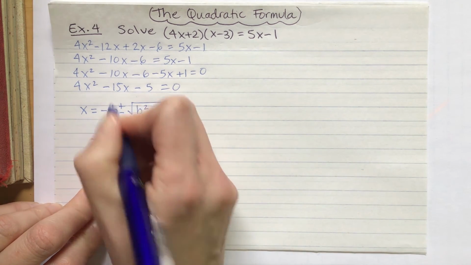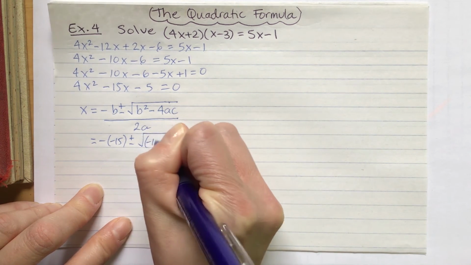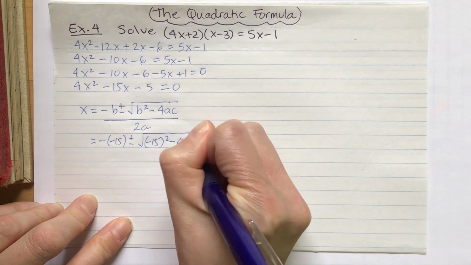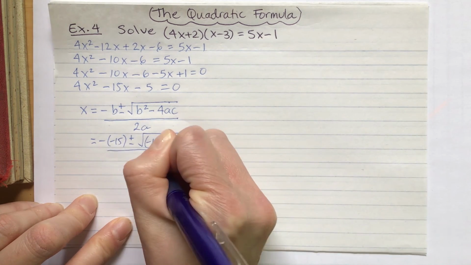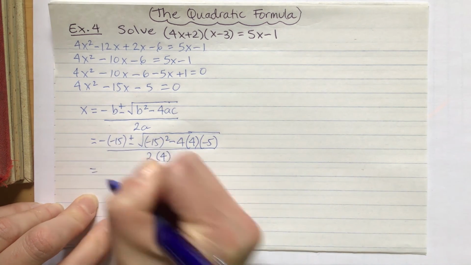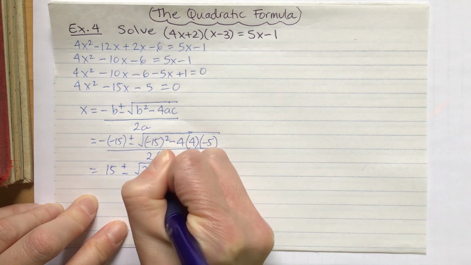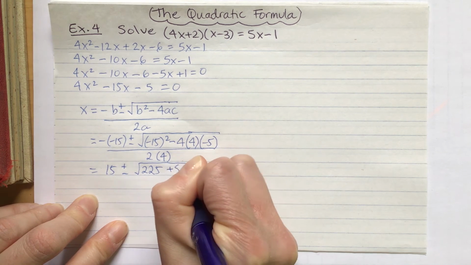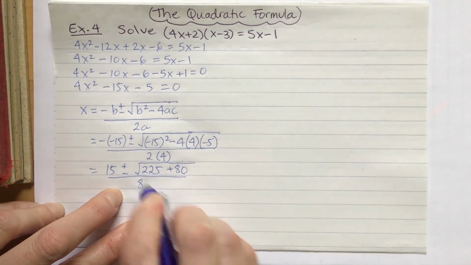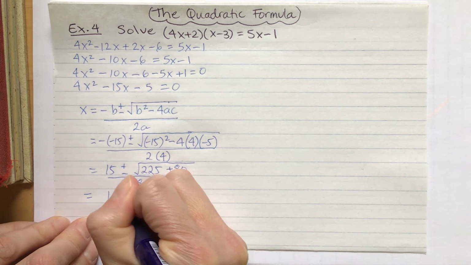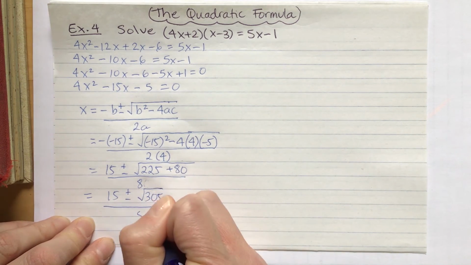So our b term is negative 15. So we have minus negative 15 plus or minus the square root of negative 15 squared minus 4 times a, which is 4, times c, which is negative 5. And all of this divided by 2 times 4. Okay, so we're going to simplify here. That's going to give us positive 15 plus or minus the square root of 225 plus 80, all over 8. Oops, not 80. And that's equal to 15 plus or minus the square root of 305 divided by 8.